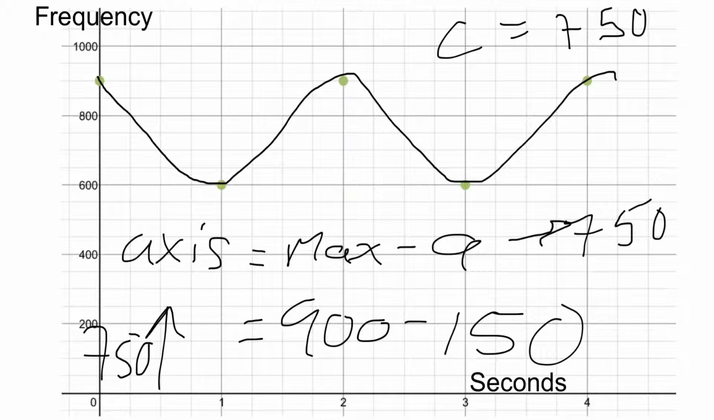Oh, it starts at 900? No? Well, 900 on the y-axis. Yeah, you're right. It starts at 0. So if it normally starts at 0, and this time it starts at 0, what does that make our D value? How much have we shifted? 0. We've shifted by nothing. So our D value is 0.